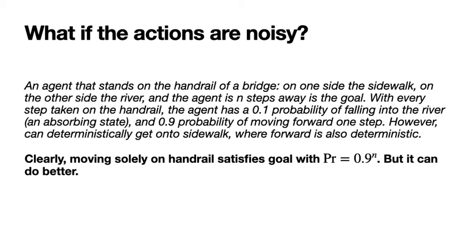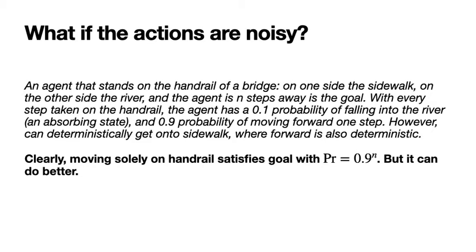So for instance, we can imagine an agent that's standing at the handrail of a bridge. On one side is a sidewalk, on the other side is a river, and the agent is n steps away from the goal. So with every step taken on the handrail, the risk is that the agent has a 0.1 probability of falling into the river, which is an absorbing state because we're going to assume the agent cannot recover from that, or it has a 0.9 probability of moving forward by 1 step. There is this option, however, that the agent can get onto the sidewalk by jumping onto the sidewalk, and there the forward action is deterministic.